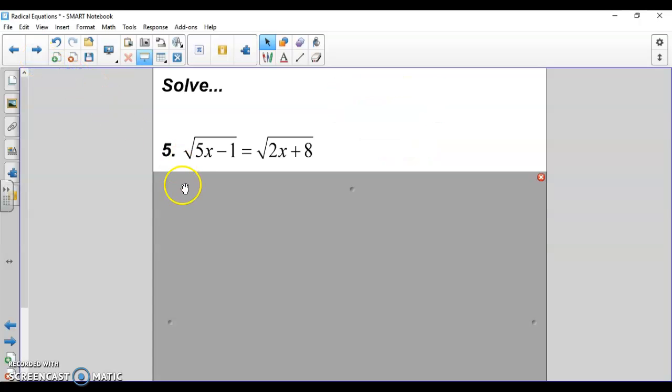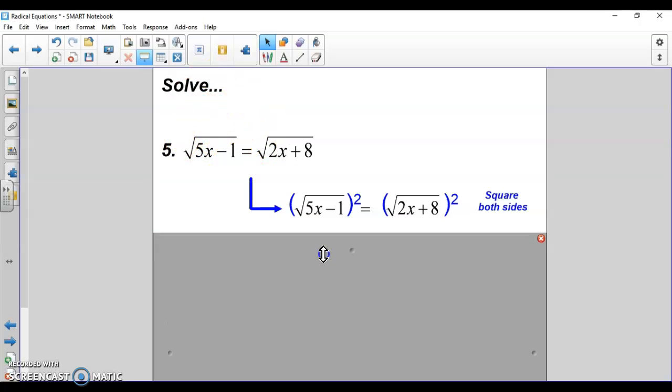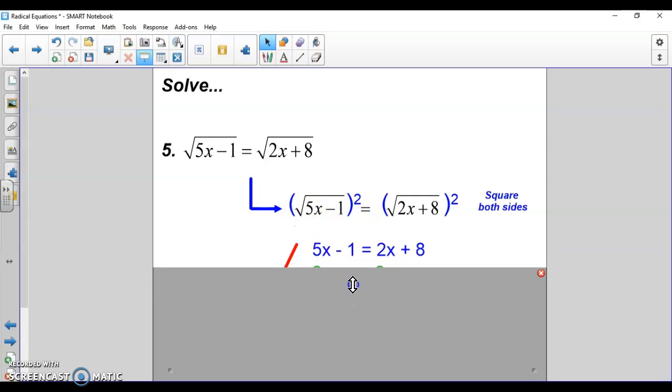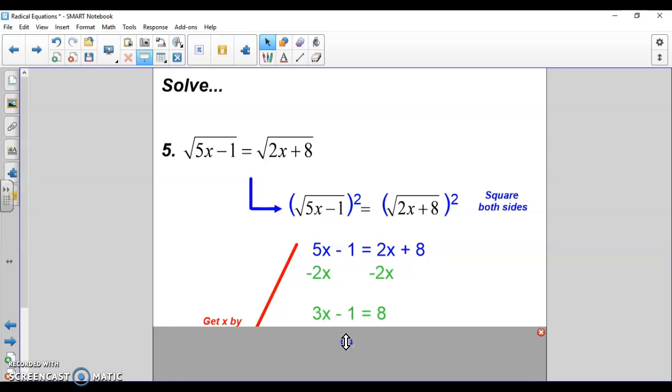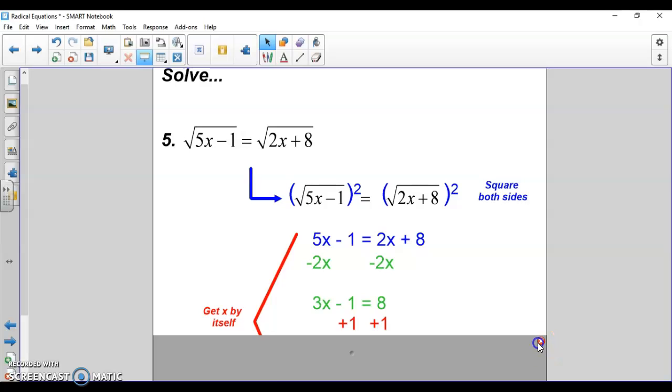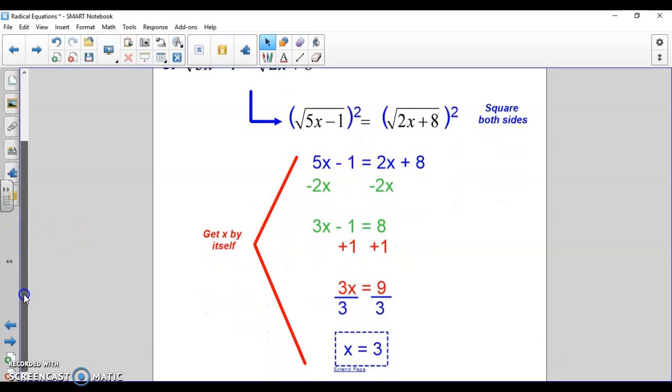Last one, looks worse than it really is. It's actually very easy. You have a square root on both sides. This is our first problem with 2 radicals here, 2 square roots. Square root's already by itself. Left side's by itself, that's all I'm worried about. Square both sides. Squaring a square root just gets rid of it. That's it. So you just get rid of the radicals and that's all you do. Get x by itself, so subtract 2x. 3x minus 1 equals 8. Add 1 to both sides. Divide by 3, x equals 3.